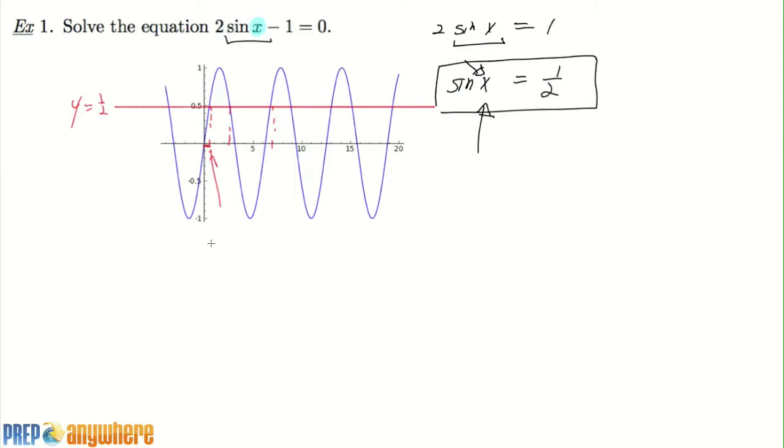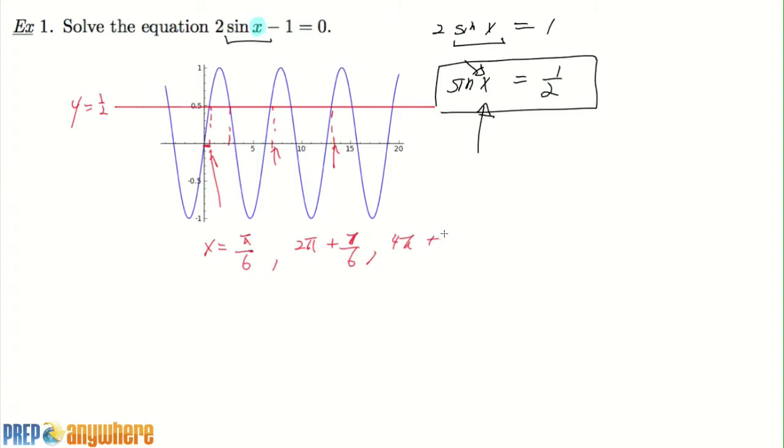So let's find this first one first. I know that value right there is going to be x equals pi over 6, because pi over 6 is 30 degrees, and I know that's a special angle which gives a sine ratio of half. Now finding the rest: the next one is pretty easy because that's exactly 2 pi away from pi over 6.